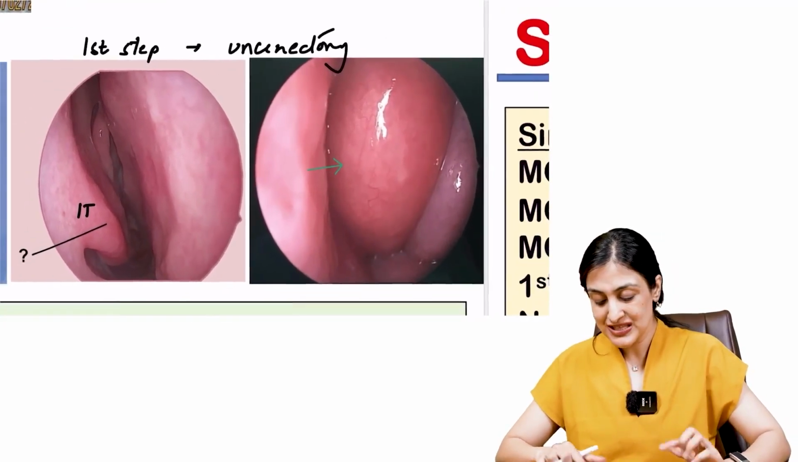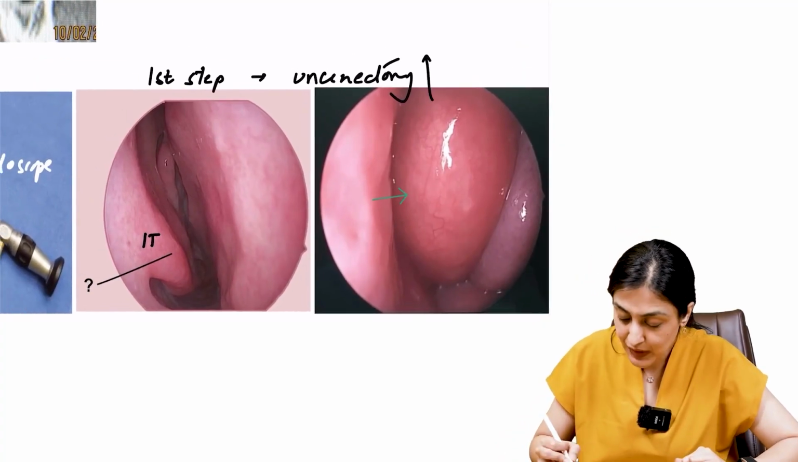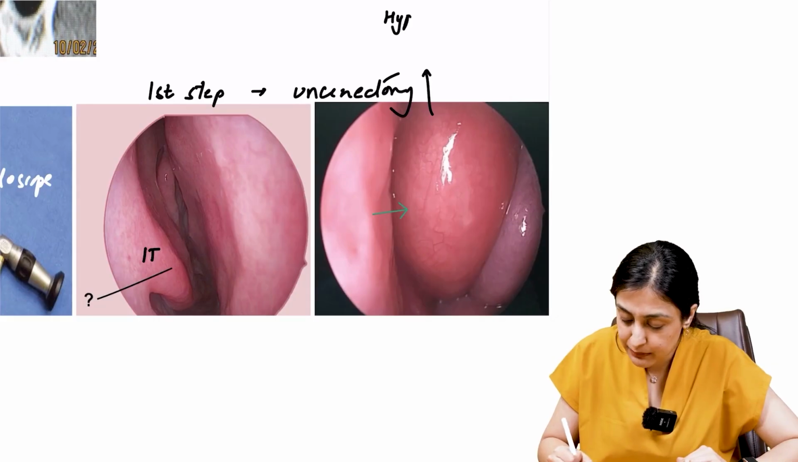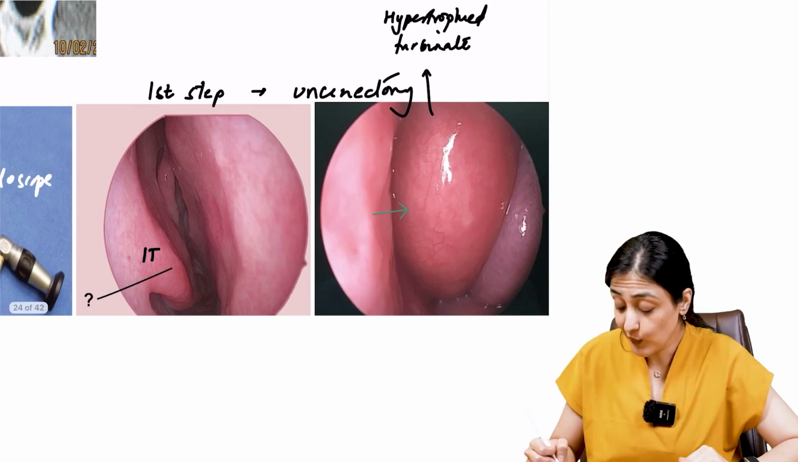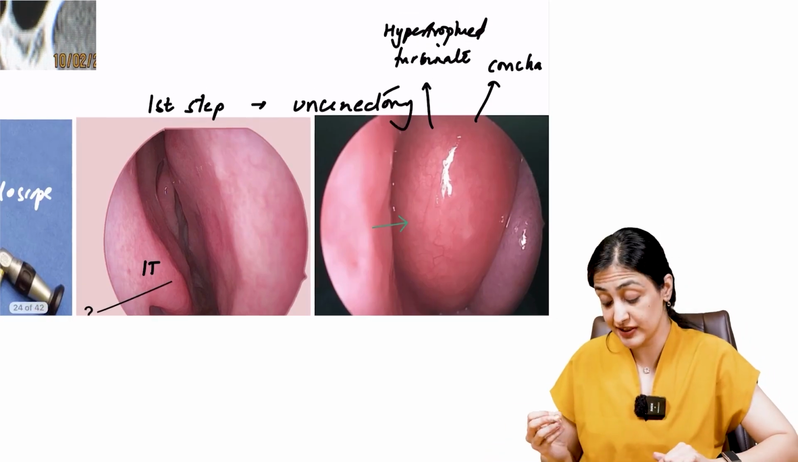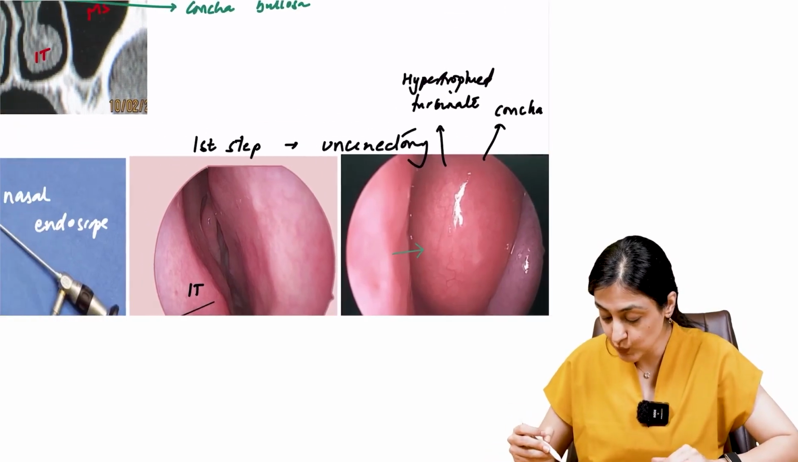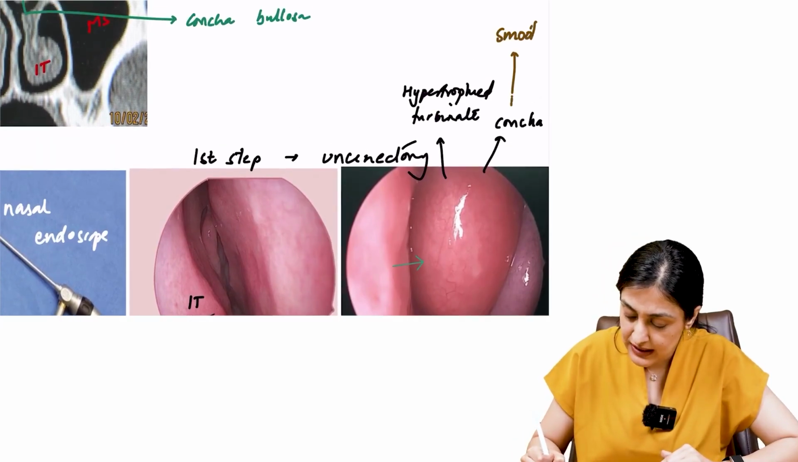So first of all, do you see a very smooth thing? This could be two things. One, this could be a hypertrophied turbinate, or it could be a concha bullosa, a pneumatized middle turbinate. You can see how smooth this is. If it is a smooth structure, it's concha.